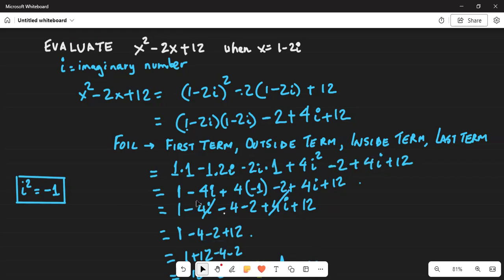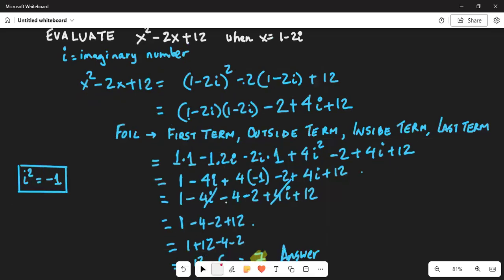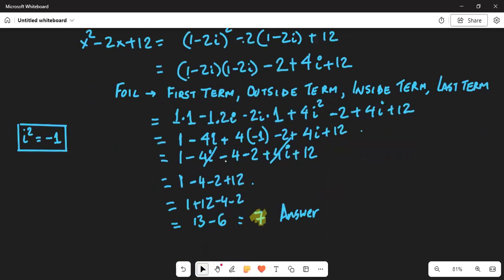Okay. So now we will simplify. Minus 4i cancels with plus 4i. And then I have 1 plus 4 times minus 1 is minus 4, minus 2, and then plus 12. So basically, I have 1 plus 12 minus 4 minus 2. 1 plus 12 is 13, minus 4 minus 2 is 6. 13 minus 6 is 7, is the final answer.